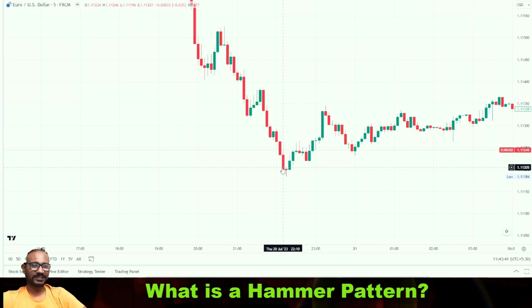So this is one of the several important candlestick patterns that one should be aware of.